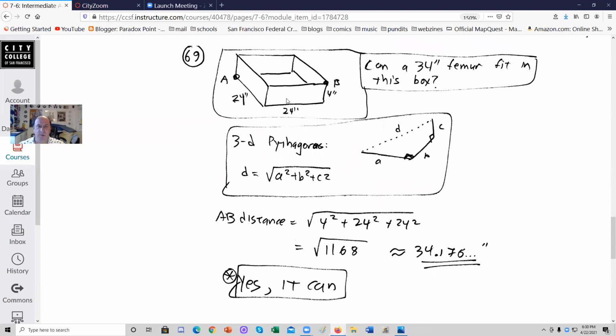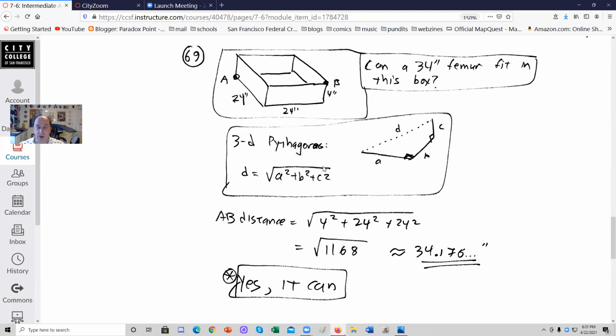Now, for this one, we have a box 24 inches by 24 inches by 4 inches. Can a 34-inch femur fit into this box? Presumably at a diagonal from one corner to the opposite corner. All right, here we have to do a three-dimensional version of Pythagoras. So we have a box which is A along here and B along here and C up. The diagonal between opposite corners is the square root of the sum of squares of all three things: A squared plus B squared plus C squared, square root.